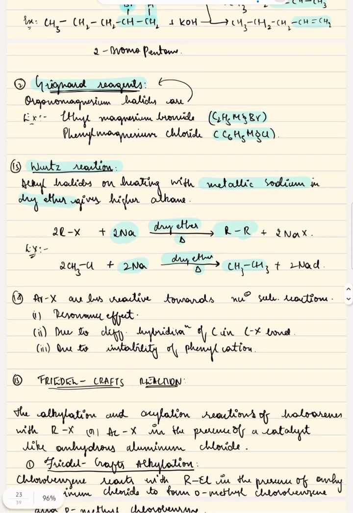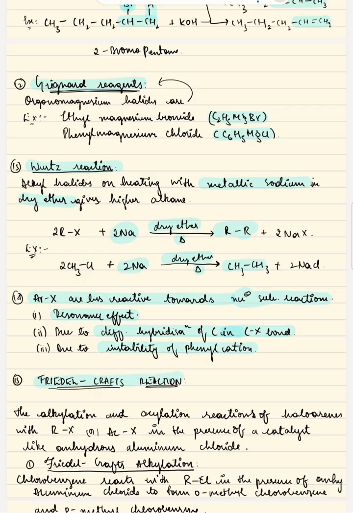Next, aryl halides are less reactive towards nucleophilic substitution reactions. The reasons are: due to resonance effects, it becomes stable; the difference of hybridization of carbon in the C-X bond; and the instability of the phenyl cation.